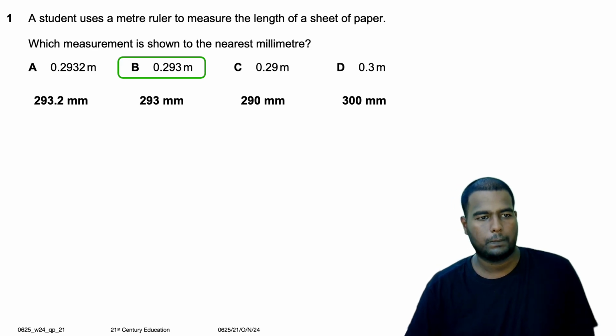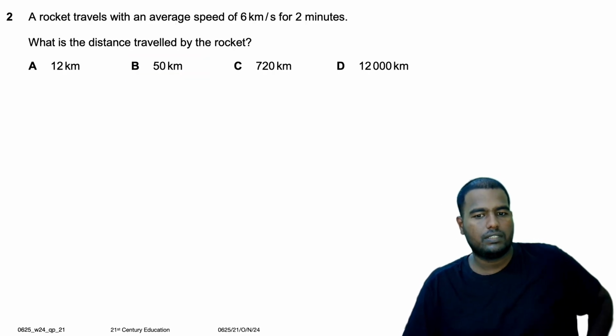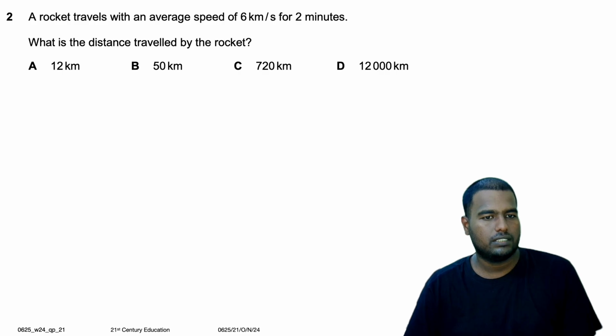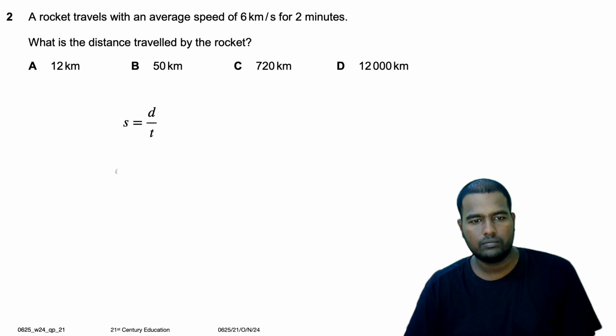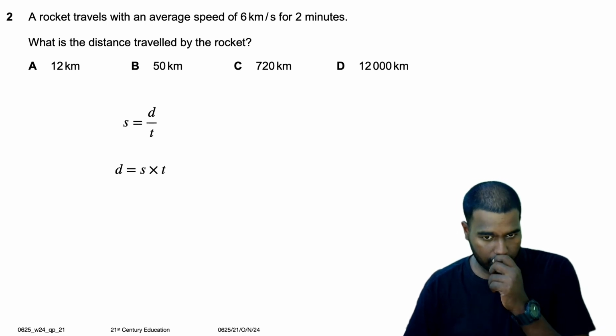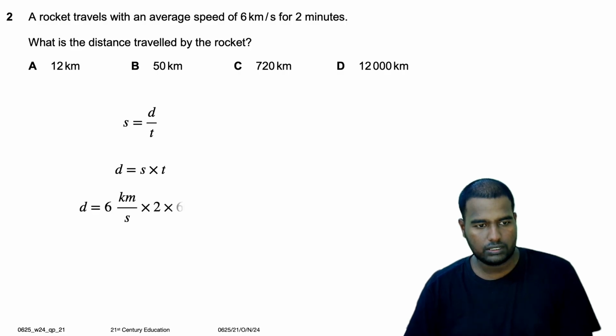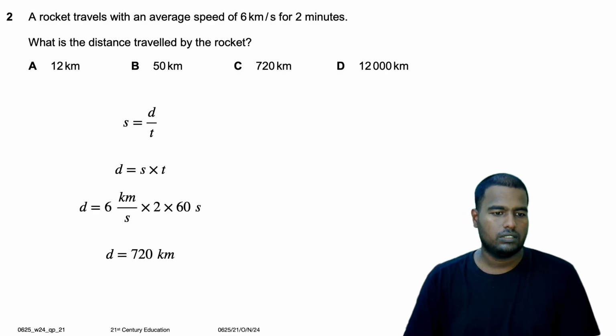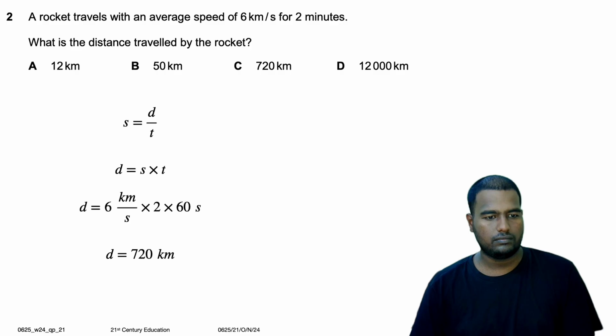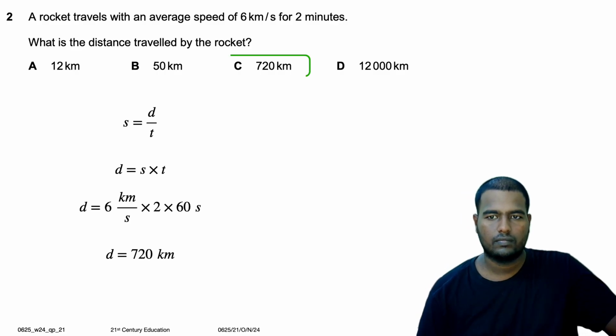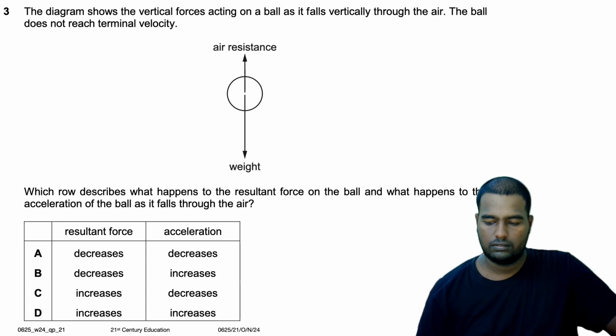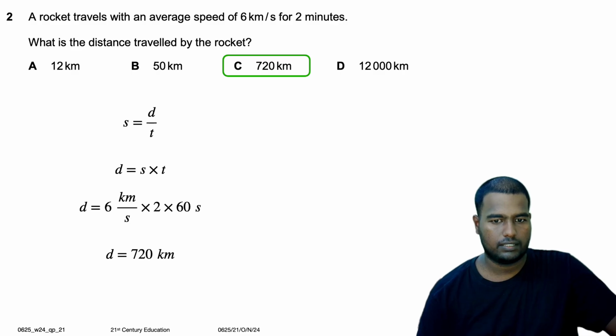A rocket travels with an average speed of 6 km per second for 2 minutes. What's the distance traveled by the rocket? We know that speed is distance by time. Distance is speed into time. So we can multiply 6 km per second into 2 minutes, that we have to convert into seconds. So 2 into 60 seconds. So 720 km. Yeah, that's the answer, 720 km.